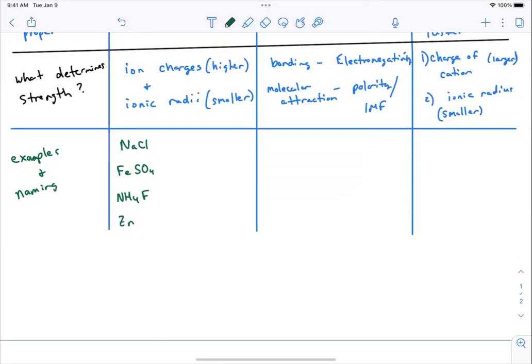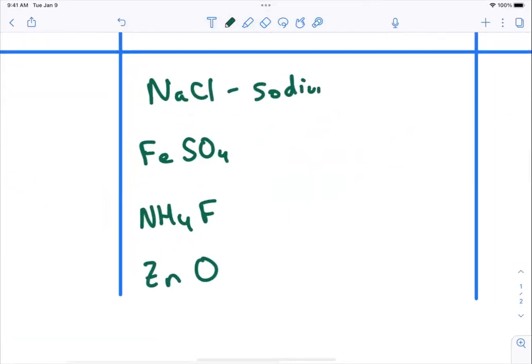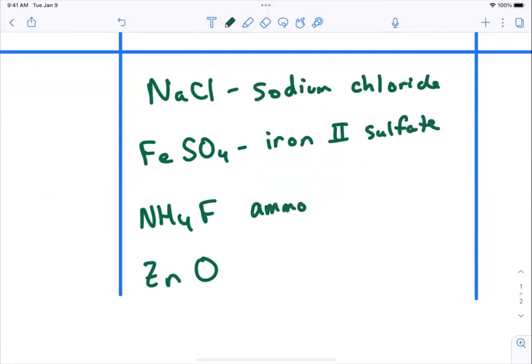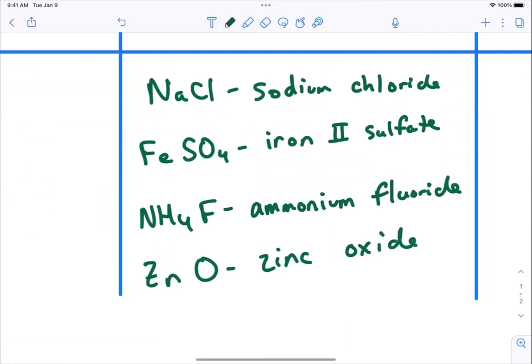NaCl, let me zoom in here, is sodium chloride. FeSO4 is iron(II) sulfate. This is ammonium fluoride. And this is zinc oxide. Zinc has a fixed oxidation number, so you don't need to write a Roman numeral. But this is where you see Roman numerals. The only time you see Roman numerals is in ionic bonding. That's the only time. There should never really be another time where you have Roman numerals except then.